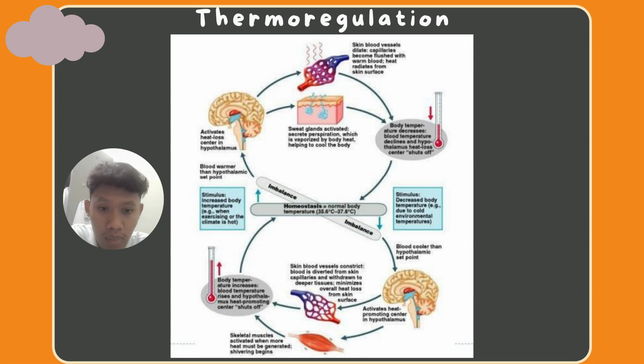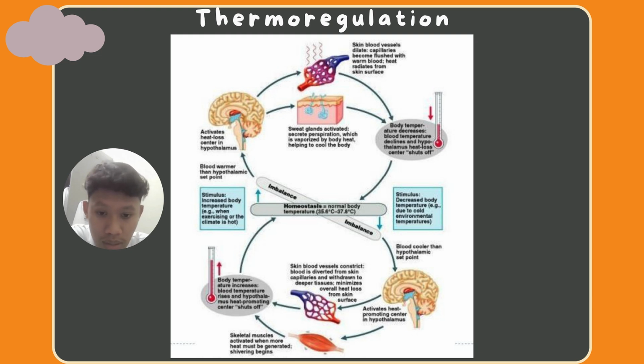On the other hand, when body temperature decreases, blood temperature declines and the hypothalamus heat loss center shuts off, and our body temperature becomes normal. And next, what if our body temperature decreases? Firstly, the blood is cooler than the hypothalamic set point. And next, it activates the heat promoting center in the hypothalamus.